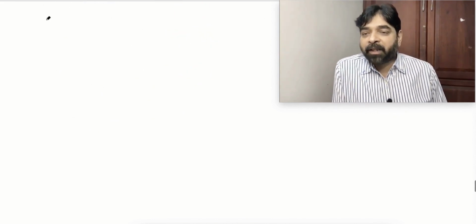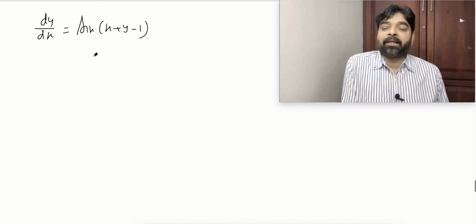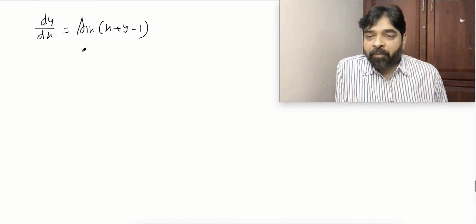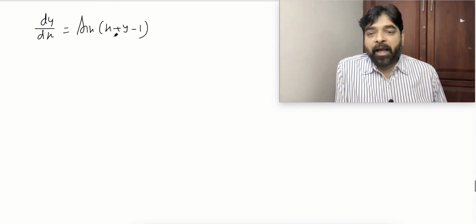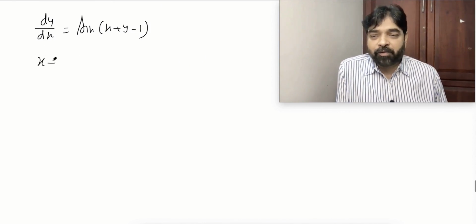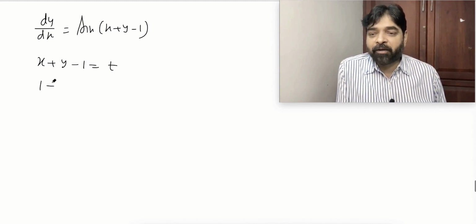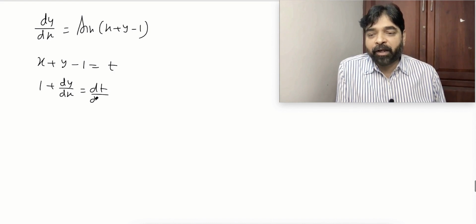Okay, for example, the question which I was talking about: dy by dx equal to sine of x plus y minus 1. It could be anything, you can take it. I want to solve this question, but the x and y variables cannot be separated. So what I will do, I will go by substitution. So we'll put x plus y minus 1 equal to t. Differentiate both sides, you'll get 1 plus dy by dx equal to dt by dx. My target is to get dy by dx, so dy by dx will be equal to dt by dx minus 1.